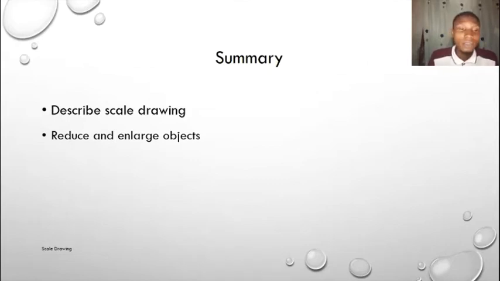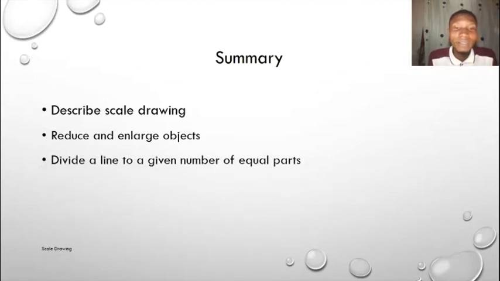Then next, we learned how to divide a line into a given number of equal parts, and we listed the steps on how to do that. So that is it for today's lesson.